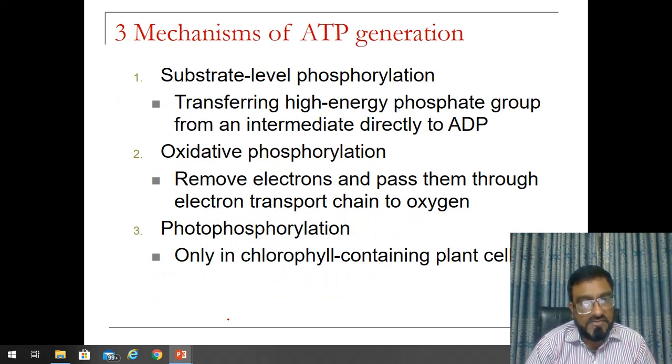There are three ways of ATP generation in nature. One is called substrate level phosphorylation. Second, oxidative phosphorylation, just like the electron transport chain. And third is photophosphorylation, which can only happen where the photosynthesis process takes place, so in plants and some photosynthetic bacteria. These are the three mechanisms of ATP generation, and you know ATP is the backbone of the energy currency.